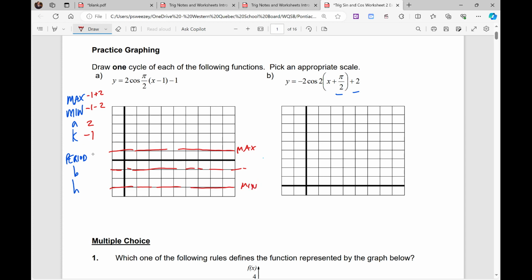The period they said was, oh, we don't know what it is. We know that the B is pi over 2. So we can figure out what the period is from that, right? 2 pi divided by pi over 2. You're just swapping things around. It's just going to equal 4. And then the H, it says, is +1. Okay?